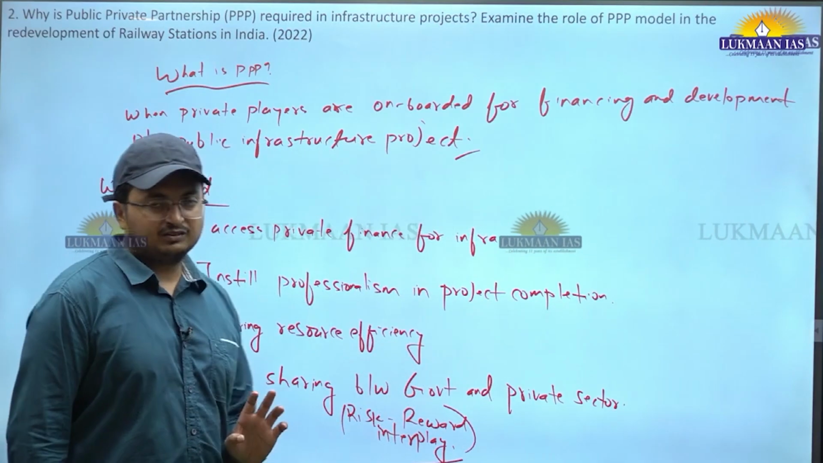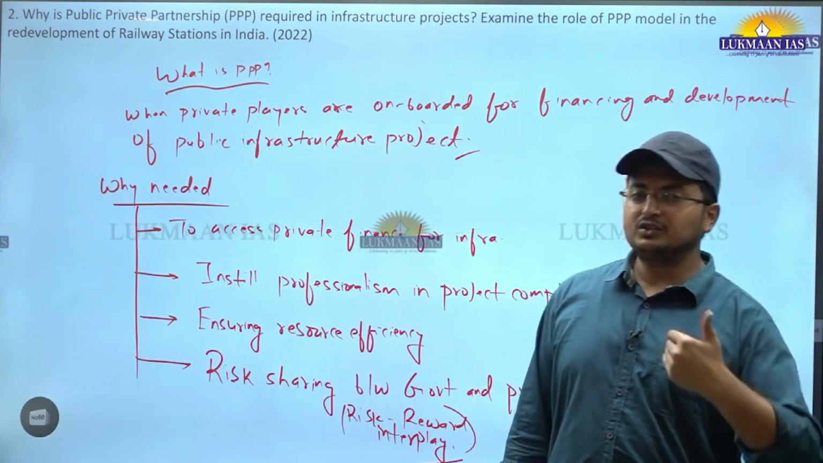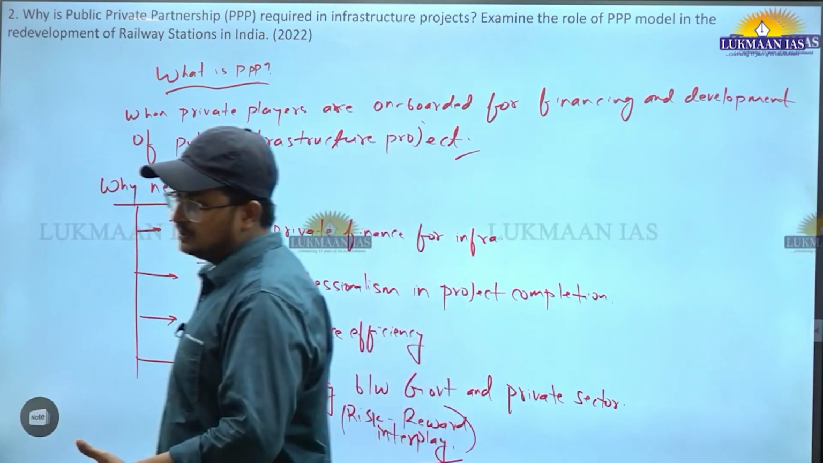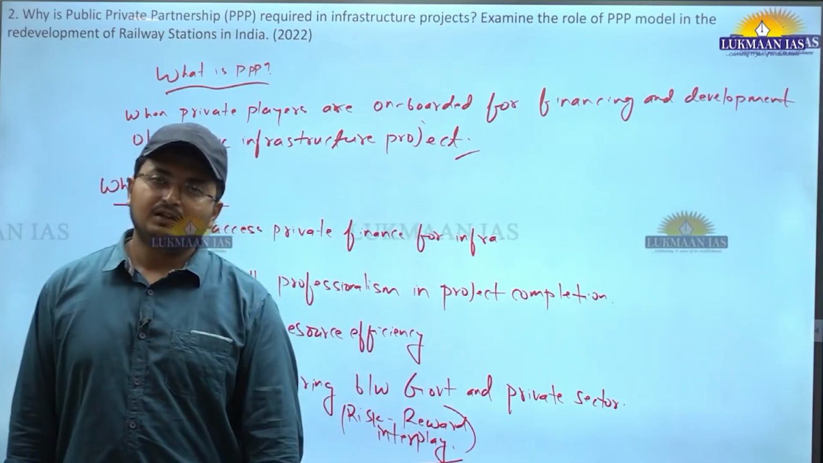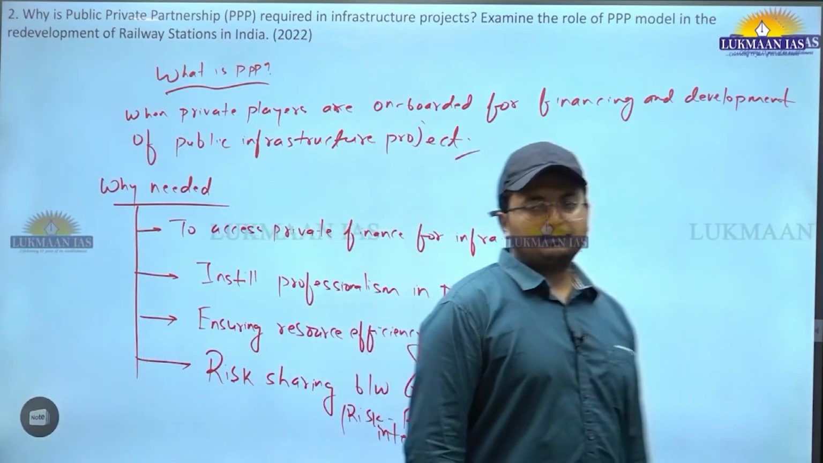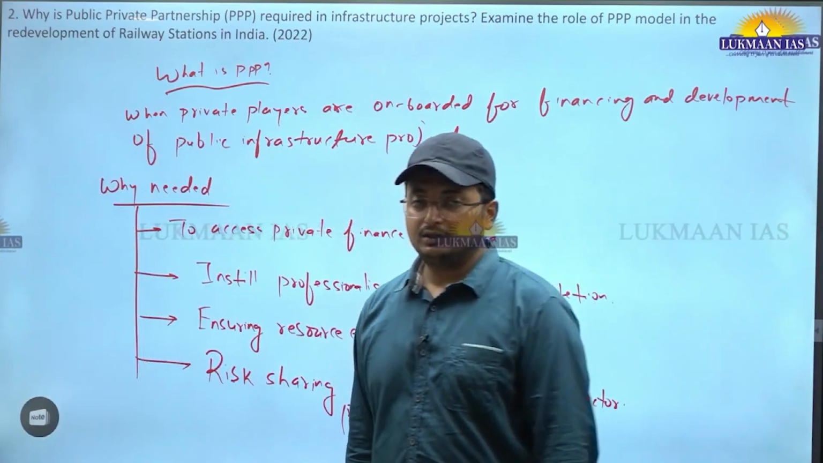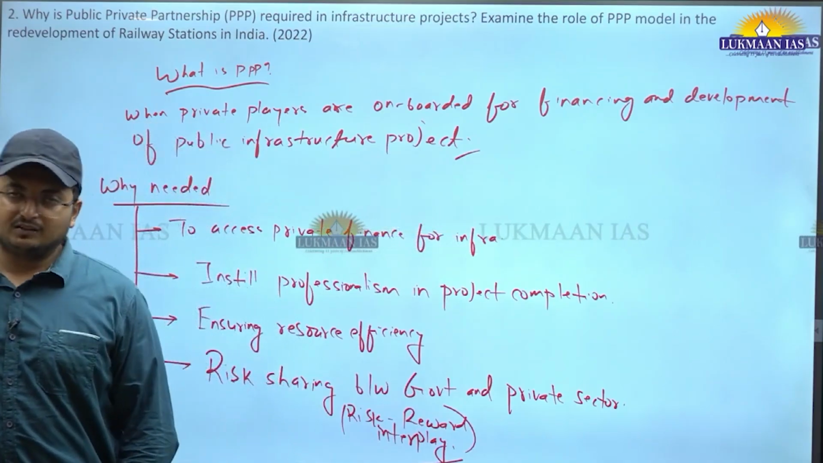And last is risk sharing. We know that an infrastructure project is a risky project because the gestation period, the duration for completion, generally takes say 3 or 4 or even more than 5 years. So in the meantime, if the government is taking all the risk, the budget of the government would be under strain. But if the private player also comes up with its own money, obviously the risks are shared.